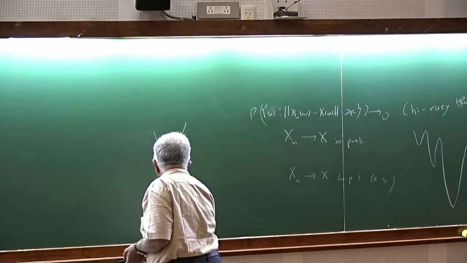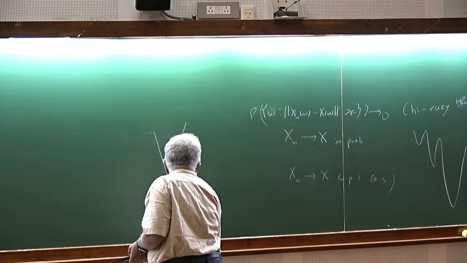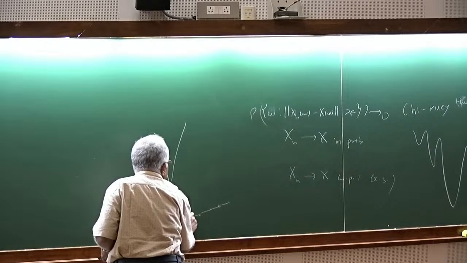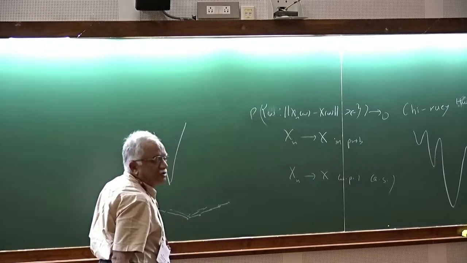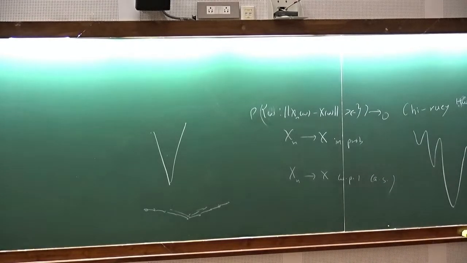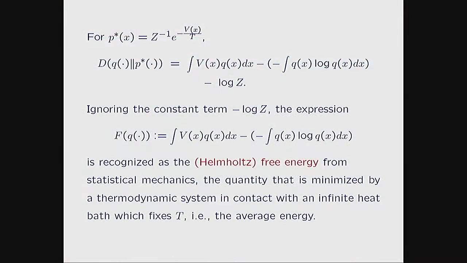If it's sort of like this, very shallow, then it will wander once in a while. But the wanderings will become rarer and rarer. Yeah, so if I write P star, that particular distribution, dq by P star is given by this, and if I forget the constant term, you get this object.